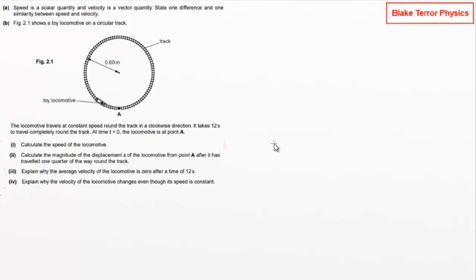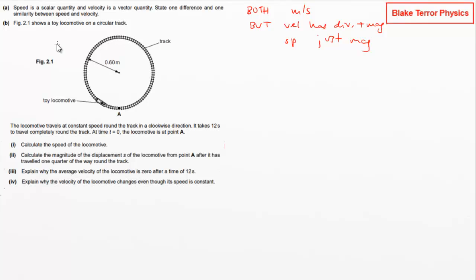All right, next up, we've got speed is a scalar quantity, velocity is a vector quantity. State one difference and one similarity between speed and velocity. Okay, well, we can say they're both meters per second, but velocity has direction, whereas speed just has a magnitude. So direction plus magnitude, whereas speed is just magnitude.